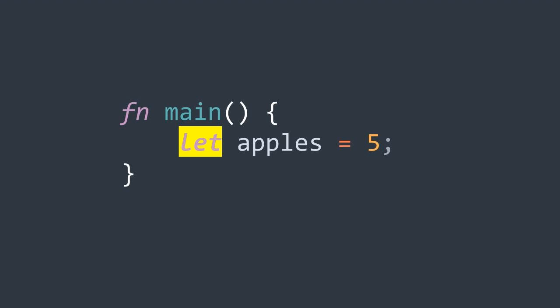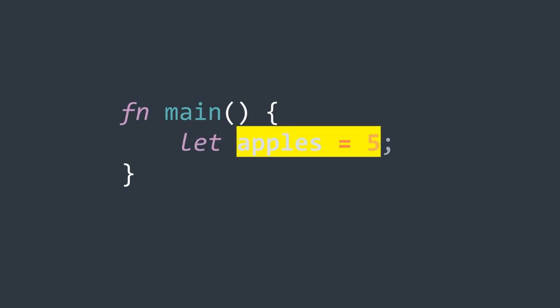In Rust, a variable is declared with the keyword let. Each variable has a unique name. When a variable is declared, it can be bound to a value, or the value can be bound later in the program. Here we declare a variable, apples, and initialize it to the integer value of 5.